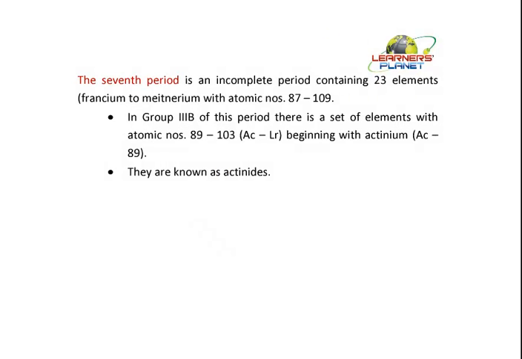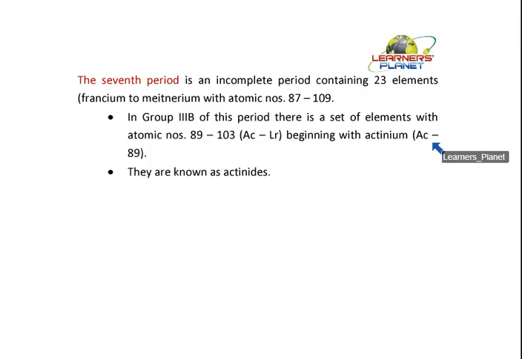Let's take up the seventh period, students. The seventh period is an incomplete period containing 23 elements. These are from francium to meitnerium, with atomic numbers 87 to 109. Again, in the group 3b of this period, there is a set of elements with atomic numbers 89 to 103. These are actinium, and it begins from thorium till lawrencium. I think it should be thorium or actinium.